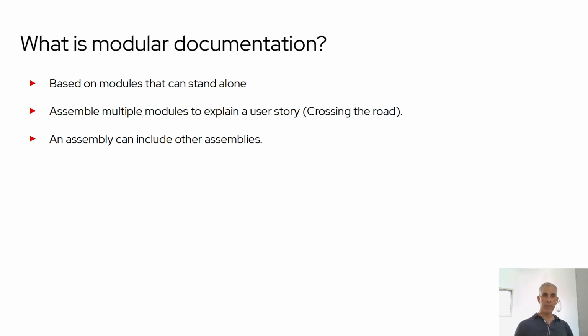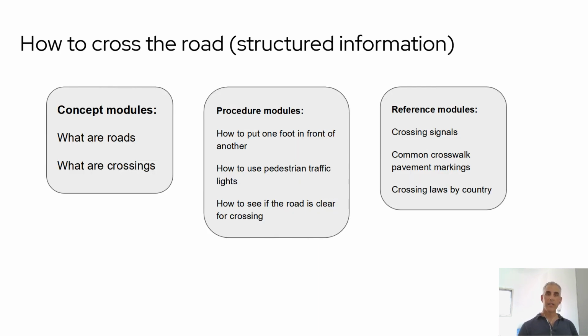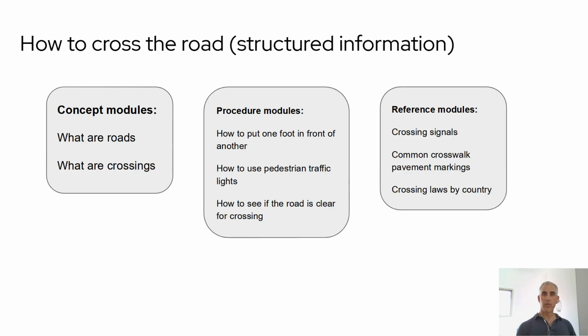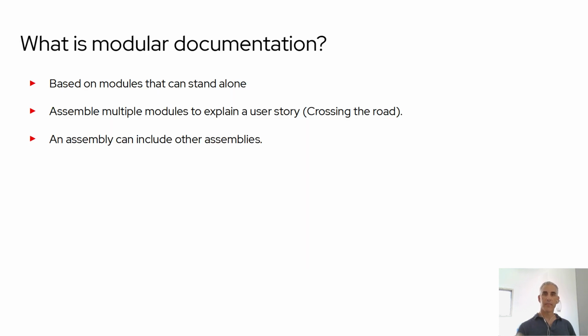Now, what is modular documentation? It's about writing in useful chunks of information. For example, if we go back to the previous slide, putting one foot in front of another is an example of one useful type of information. You could read the information on putting one foot in front of the other, and it's standalone. You don't need to read how to use pedestrian traffic lights in order to learn how to put one foot in front of another.